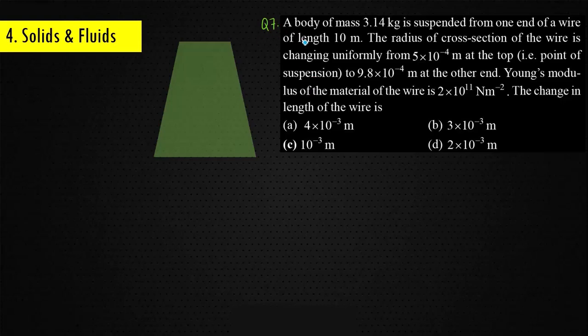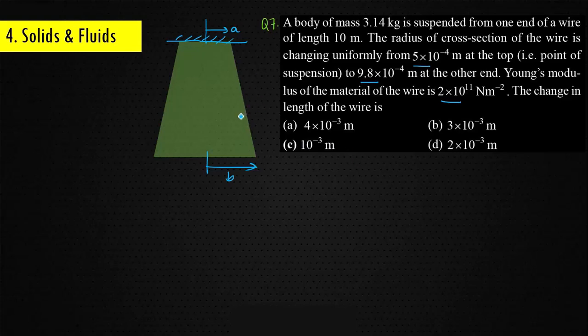Next, let us say the same thing is there. The only thing is that now the radius is changed. Let us say a body of mass 3.14 kg is suspended from one end of a wire of length 10 meter. The radius of cross section of the wire is changing uniformly from A at the top to B at the bottom. It is changing uniformly, so the variation is linear. Young's modulus is given as this number. Find the change in length of the wire.